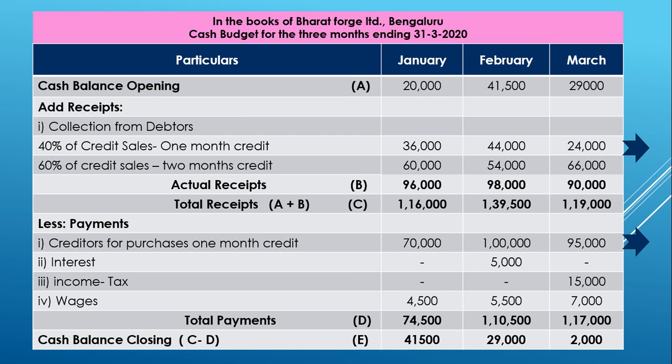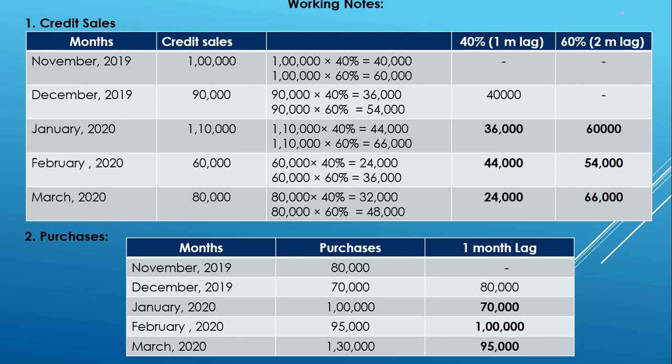So in this example, there are some receipts from debtors, that is from credit sales. There are some collections from debtors, which is 40% of credit sales and 60% of credit sales. For 40% of credit sales there is 1 month credit, and for 60% of credit sales there are 2 months credit. We have drawn a working note for this.